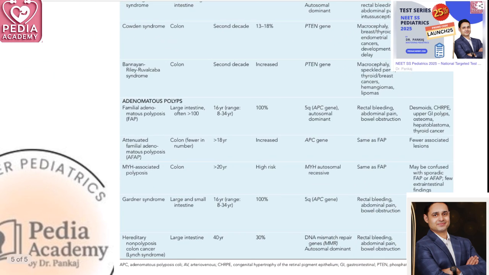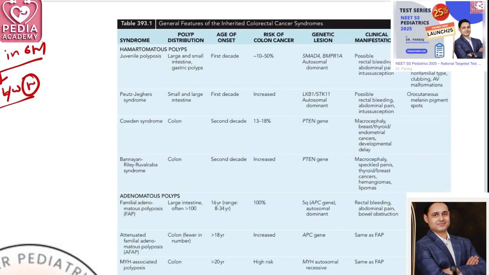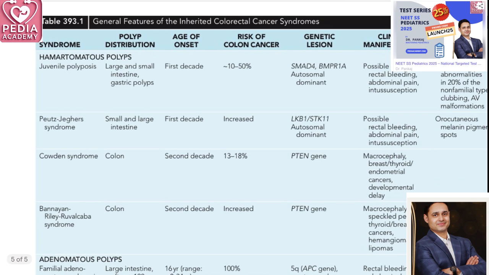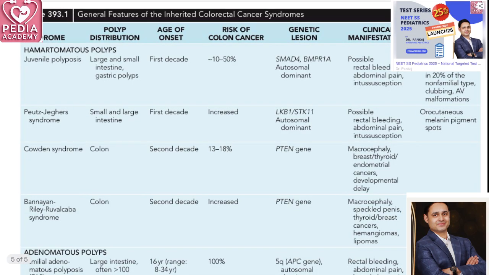Now we are coming to a very important table discussion of GI, which is inherited colorectal cancer syndromes. Very much important. Just pay your 100% attention here. In this condition, first we'll discuss juvenile polyposis. The name shows juvenile polyposis, so the age of onset is in the first decade. Polyp distribution is seen in the large bowel, small bowel, and gastric polyps because it is widely spread. So what is the risk of cancer in juvenile polyposis?